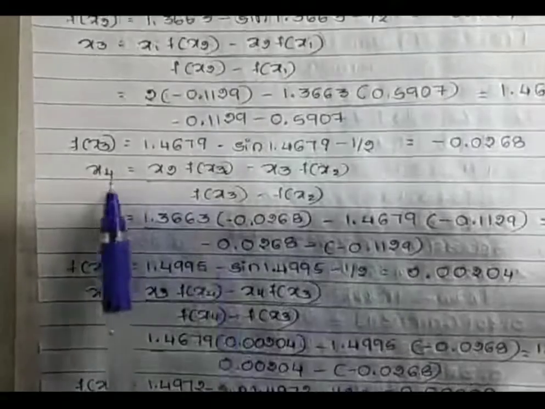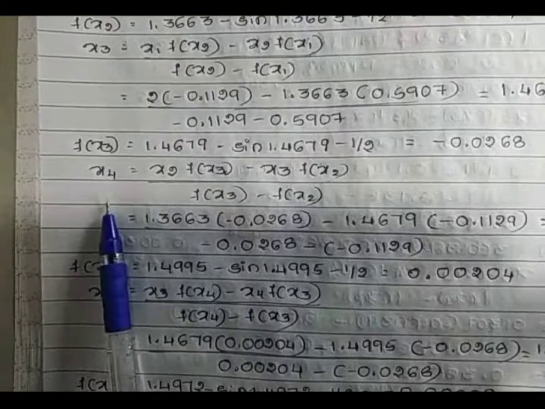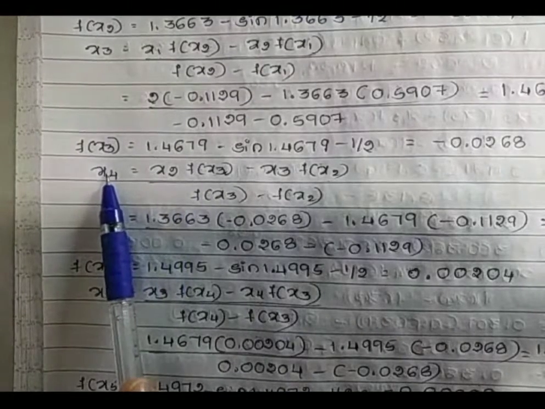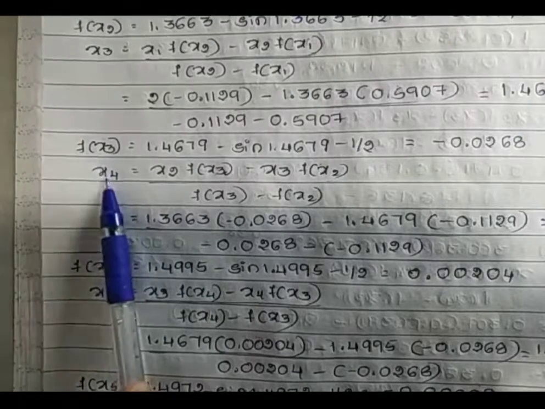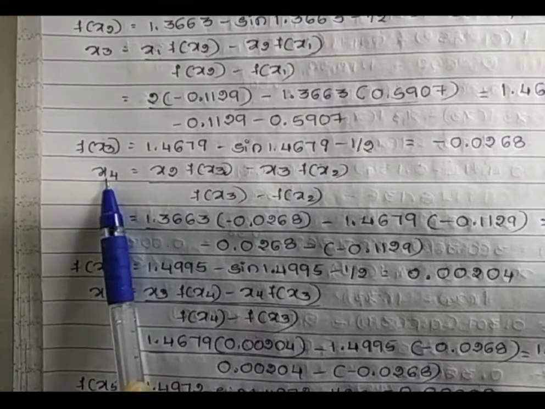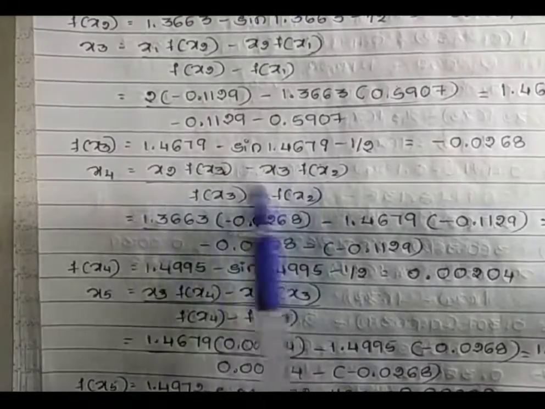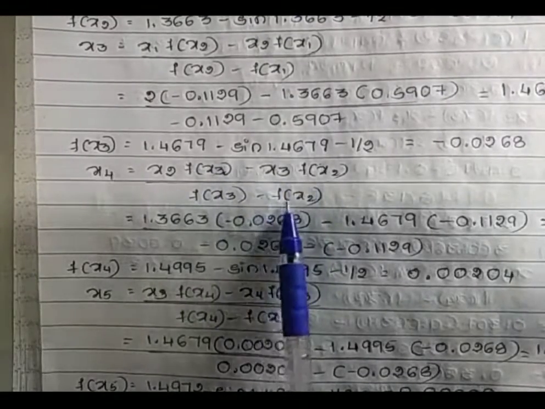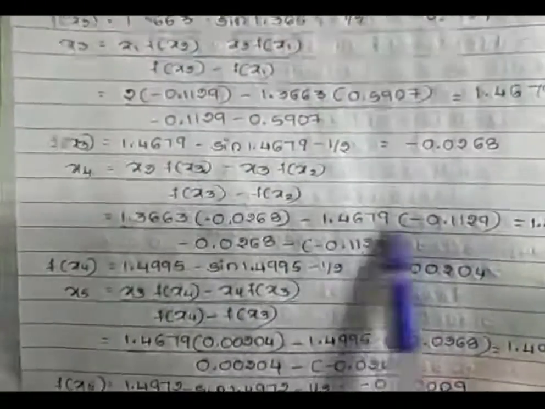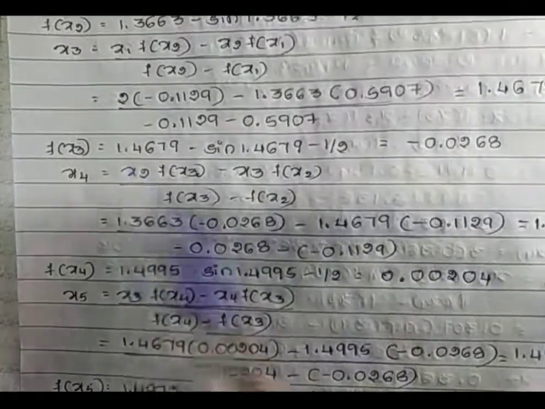Then go for x4. Again x4, the fourth approximation calculation is based on the formula. For x4 we need to consider the previous two results, that is x2 and x3, because before x4 the previous two approximations are x2 and x3. Therefore consider x2 f of x3 minus x3 f of x2, divided by f of x3 minus f of x2. Substitute the values, simplify, then we can observe the answer is 1.4995.